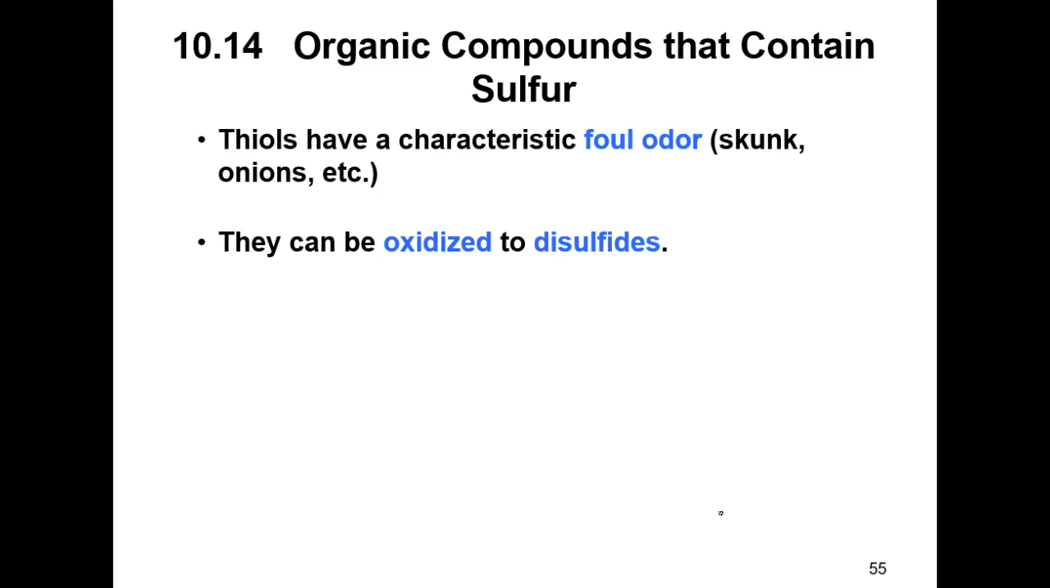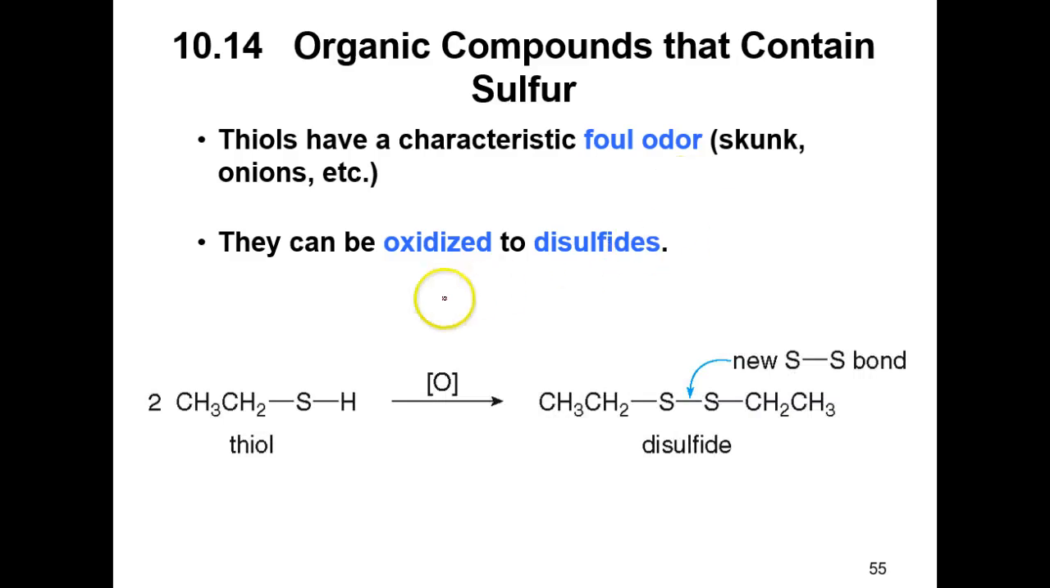They can be oxidized to what's called a disulfide, particularly a disulfide bridge or bond. So if you take two thiols, so you take two of them, all right, so you take an SH and another SH, and you oxidize it, what happens is you lose the hydrogens and the two sulfurs bond to each other. So you get what's called a disulfide bond. In biochemistry, they call it a bridge, a disulfide bridge.